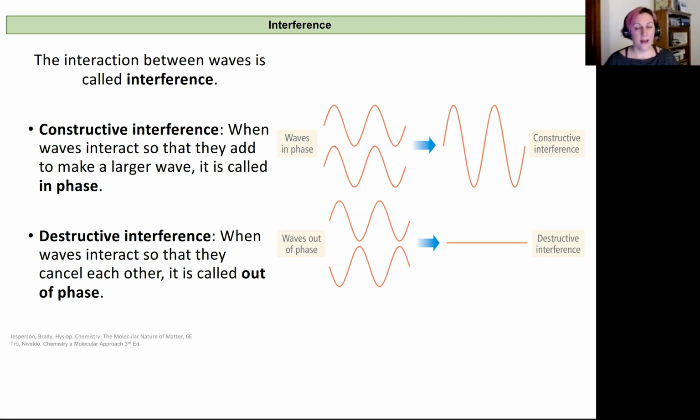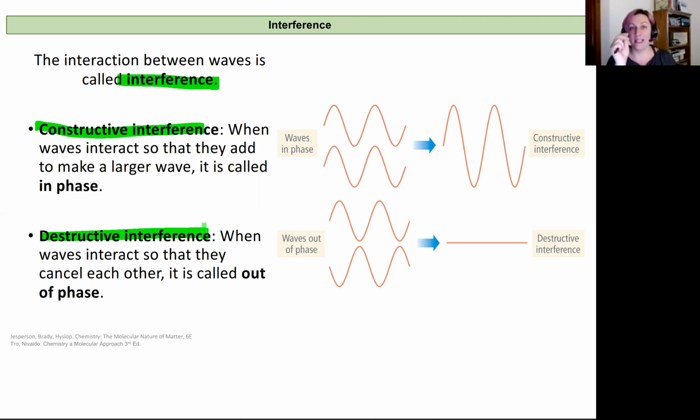Looking more at light or electromagnetic radiation, we can see how the waves of electromagnetic radiation interact with each other. We call this interference. So we have two types: constructive interference and destructive interference.